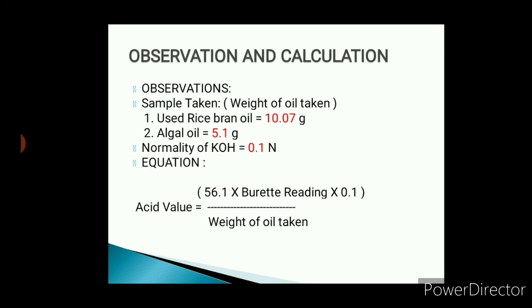Then the equation, the mathematical formula which we are going to use for the answer: acid value equals 56.1 into burette reading into 0.1 divided by weight of oil taken. Here 56.1 is the molecular mass of KOH, which is a conversion factor. Then the burette reading we get after the titration, that we substitute here. Then 0.1 is the normality of KOH, and the weight of oil taken will give us the answer in percentage. Okay, so one by one we'll quickly go through it.